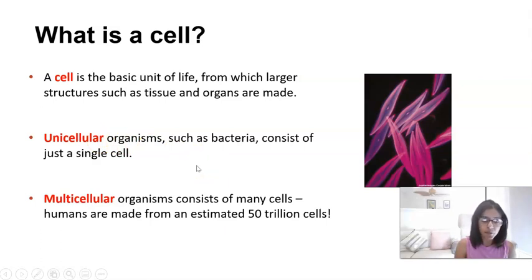So they're very simple. We, on the other hand, humans, are multicellular organisms, and in our body there is estimated to be over 50 trillion cells. So it gives you an idea of the degree of complexity of us.